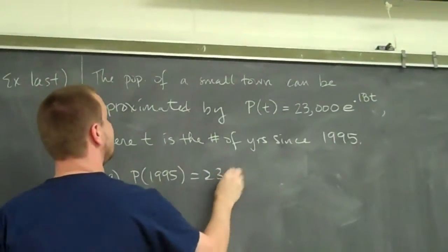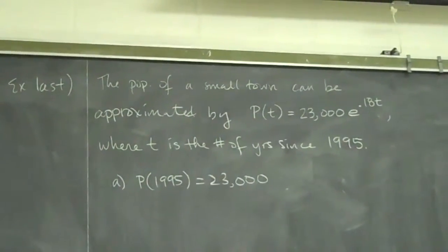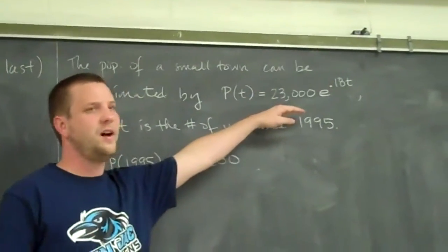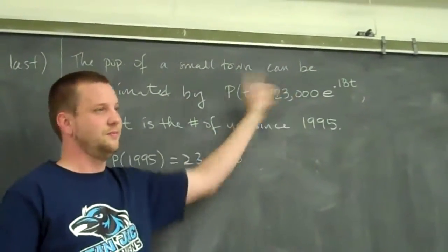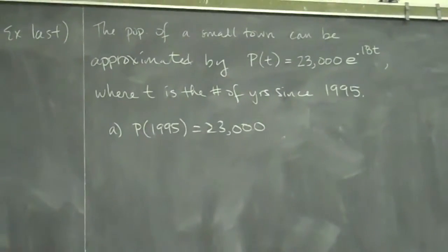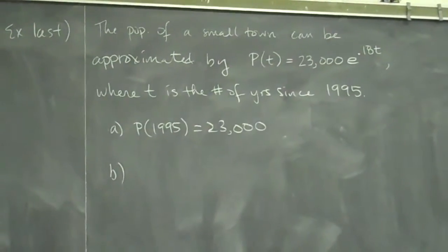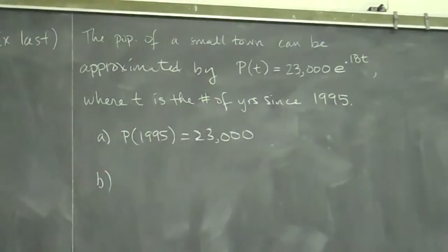Okay? So you could say that something silly like P of 1995 equals 23,000. But there's another, I think, more direct way to answer that question. If this is modeling the population since 1995, how much is this starting with? What's the initial value here? It's the 23,000. That's the given number, right? So in 1995, we have 23,000 people. Okay? Follow-up question. What's the population in the year 2000?